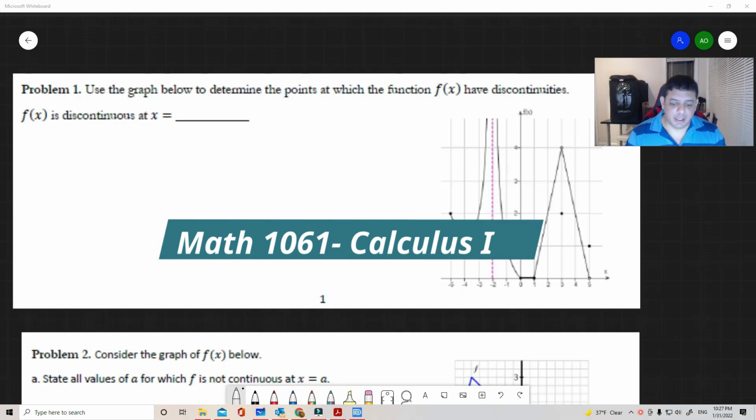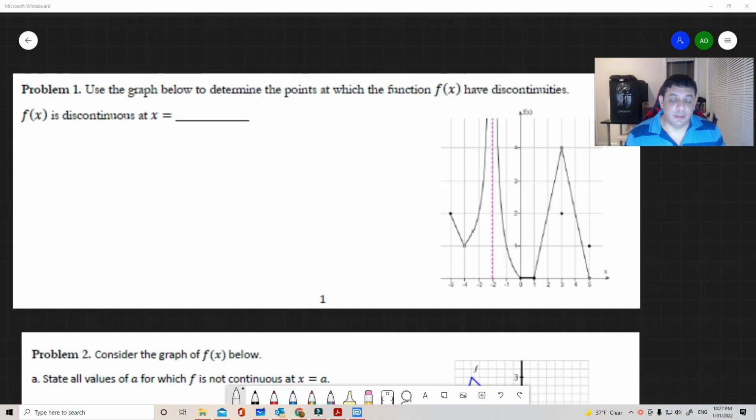Hello everyone. In this second part of continuity, we're going to work some examples. So first, we're going to go from the graphical point of view. In this first problem, we want to use this graphic to determine the points at which the function f of x is going to have discontinuity. Clearly, as you can see, we have discontinuity at anything that is a hole or anything that is a break.